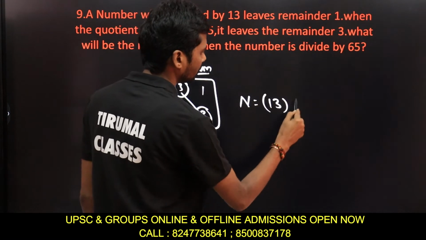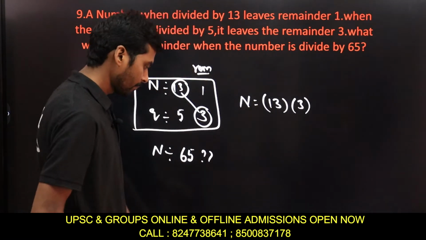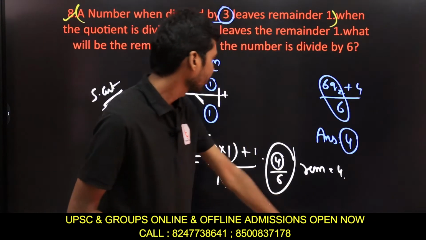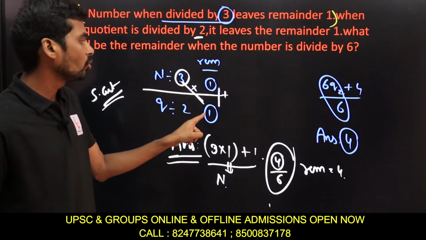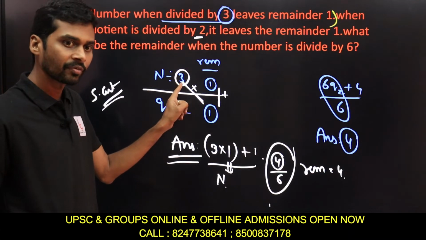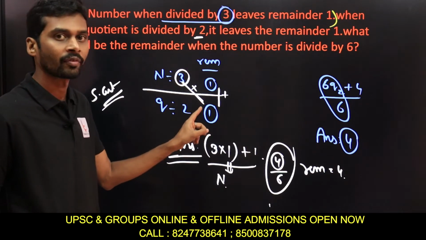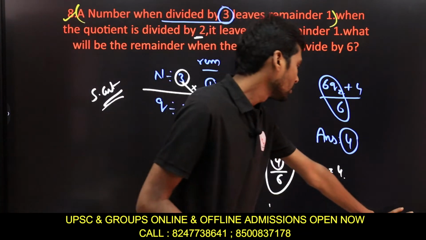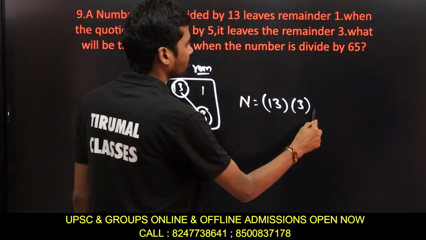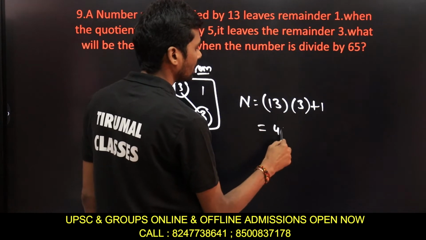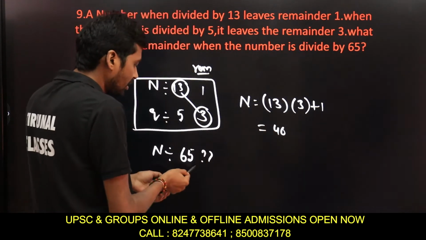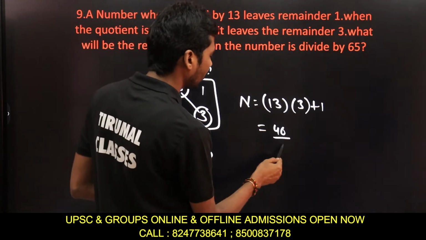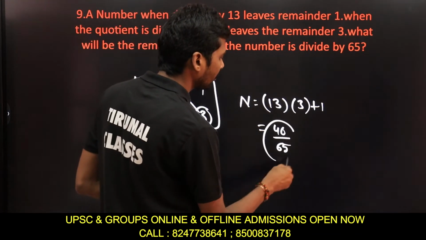Which is what? 13 into 3 plus, what is the number we are taking here? Here 3 into 1, so the divisor from the first statement into the remainder from the second statement, plus the remainder of the first term. The remainder of the first term is what? 1. So that is 40. Right. Now this number is divided by which number? 65.